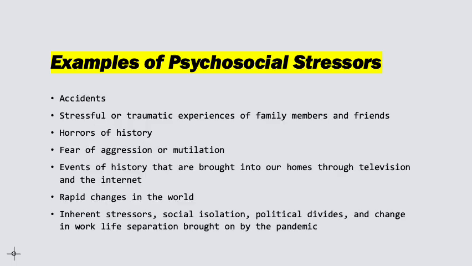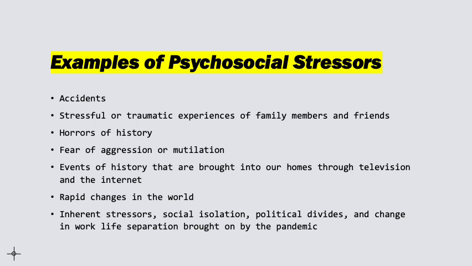There is almost an infinite variety of psychosocial stressors. Some of the examples are on this slide. First one would be accidents, which cause stress for the victim, the person who caused the accident, and families of both. You can have stressful or traumatic experiences of family members and friends. Horrors of history. This includes things like Nazi concentration camps, the dropping of the atomic bomb on Hiroshima, September 11th in the United States, or the Orlando Pulse nightclub shooting, or any school shooting for that matter.